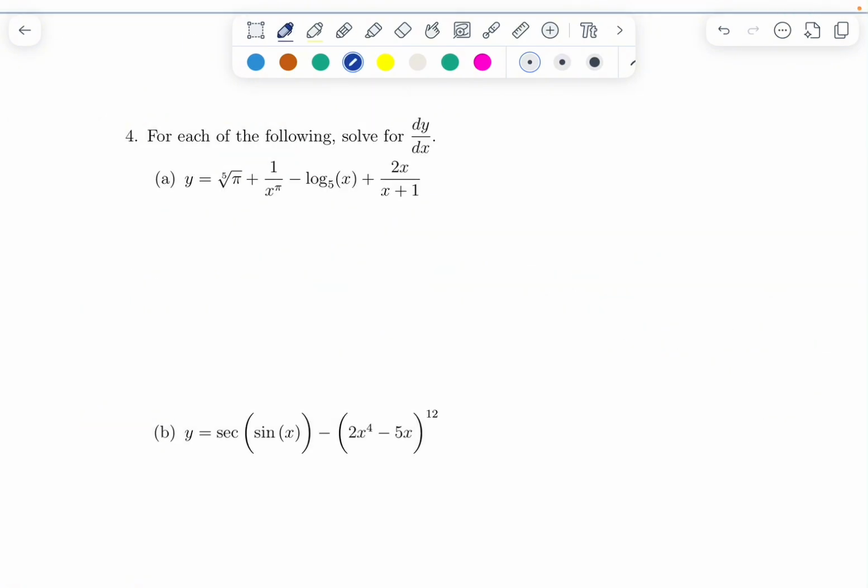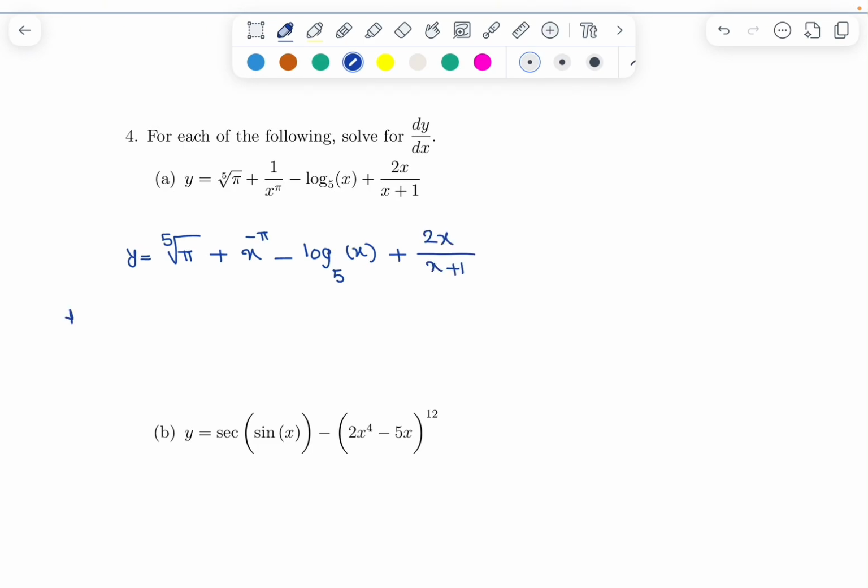Now let's work on problem 4. In this problem, we need to find dy/dx for several different types of functions: basic function rules, chain rule, implicit differentiation, and logarithmic differentiation. So for part A, to find dy/dx, first of all, let's try to rewrite our function. So you have 5 root of pi, plus 1 divided by x to pi, which can be considered as x to negative pi, minus log of x with base 5, plus 2x divided by x plus 1.